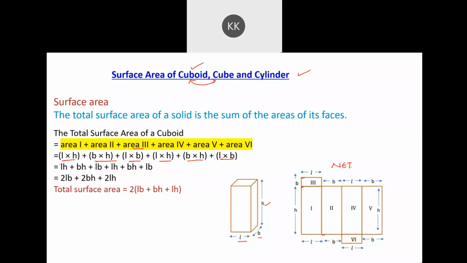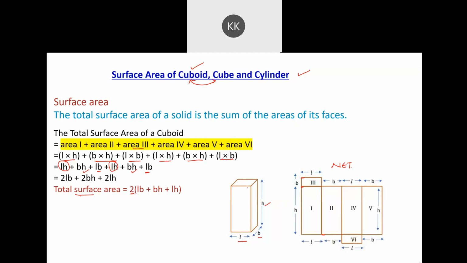Yes, sir. Here LH is repeated twice. BH is repeated twice. LB is also repeated twice. So when we take the 2 out, it will be 2 times of LB plus BH plus LH. This particular formula gives the total surface area.